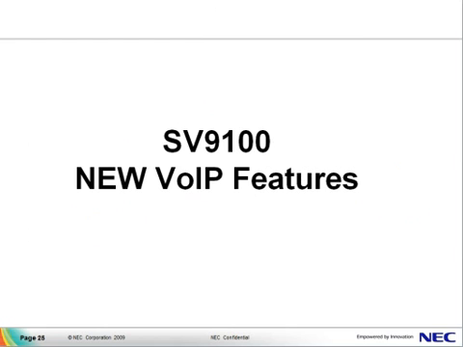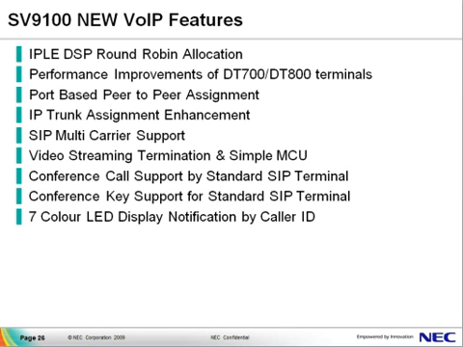SV9100 new voice over IP features. New voice over IP features of the SV9100 include IPLE DSP round robin allocation, performance improvements of the DT700 and DT800 terminals, port-based peer-to-peer assignment, IP trunk assignment enhancement, SIP multi-carrier support, video streaming termination in simple MCU, conference call support by standard SIP terminal, conference key support for standard SIP terminal, and 7-color LED display notification by caller ID. We're going to look at each of these features individually.